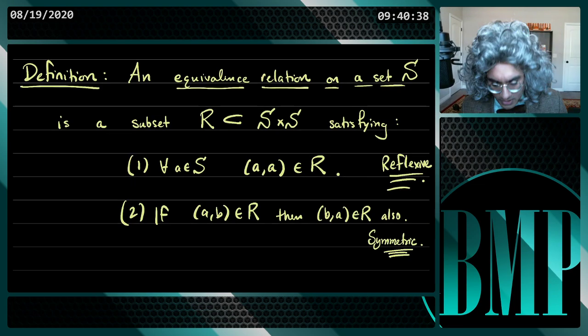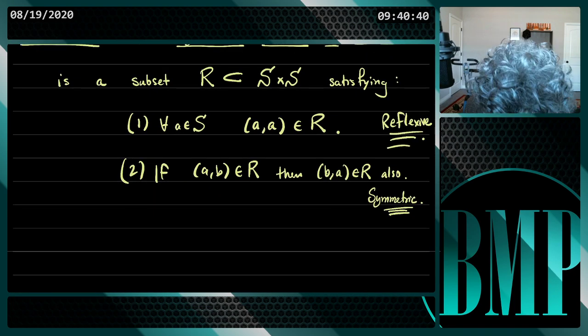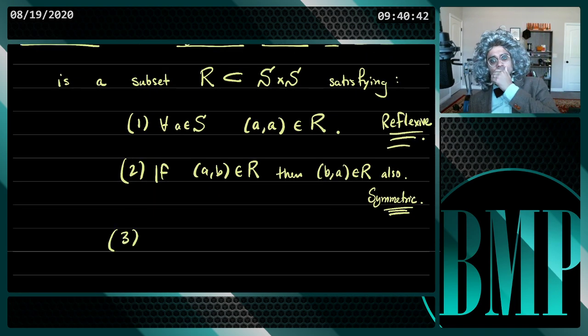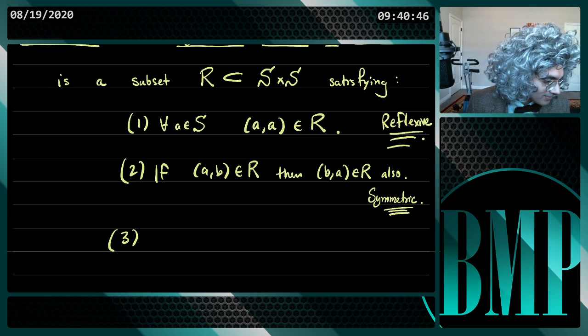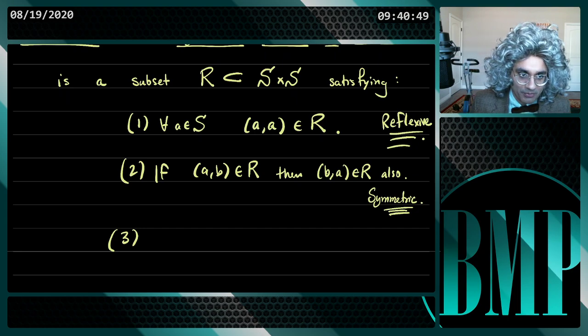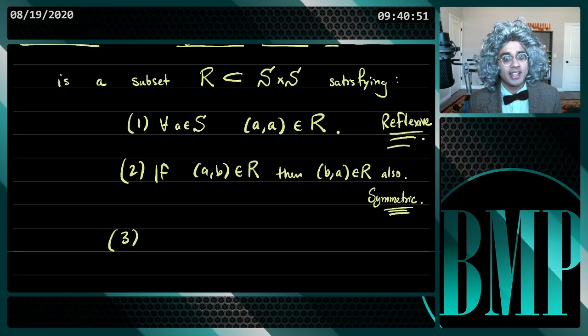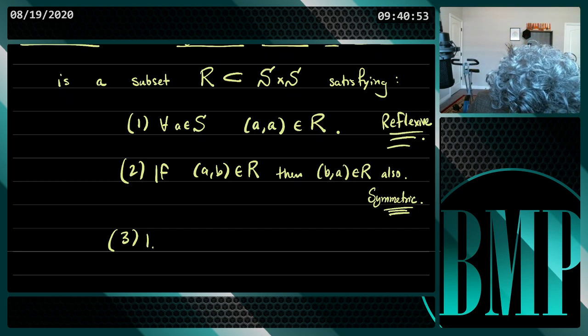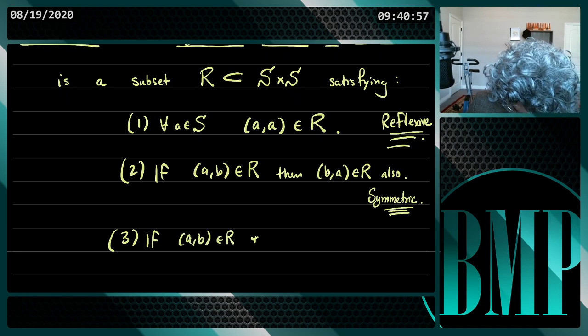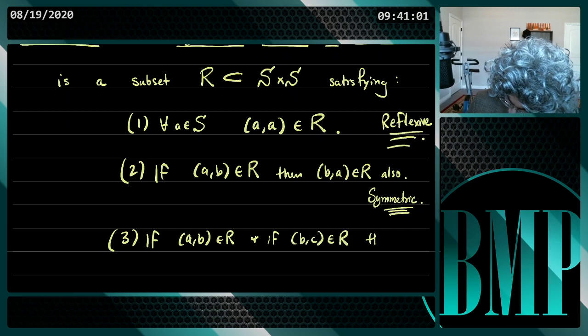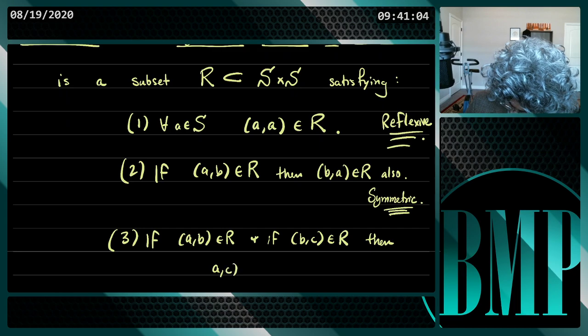That the relation R is symmetric. And then the last thing is set theoretic mumbo jumbo. Okay, so the last thing is transitivity. So if (A, B) is in R, and if (B, C) is in R, then (A, C) is in R.